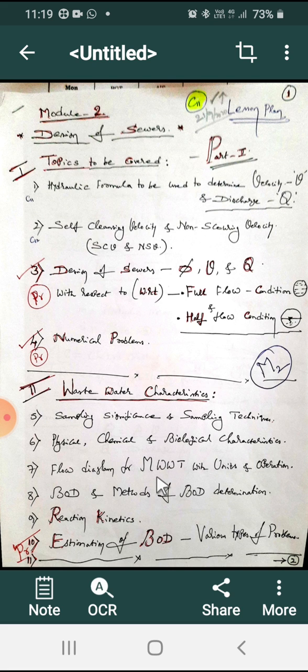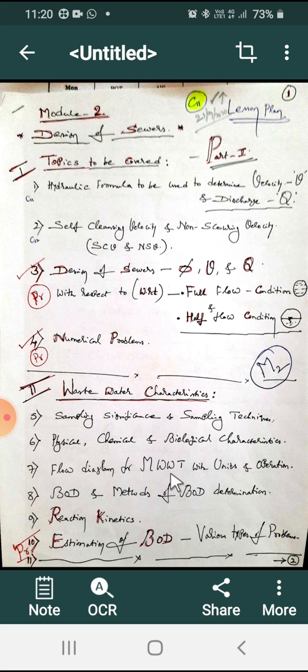Before starting, do you know what wastewater is? It is coming from human waste, that means from the society only. It is not industrial wastewater. We have two types of wastewater: number one is domestic wastewater, number two is industrial wastewater. Domestic means whatever wastewater is generated in the society, that is the municipal wastewater.